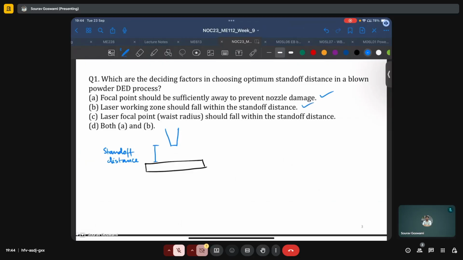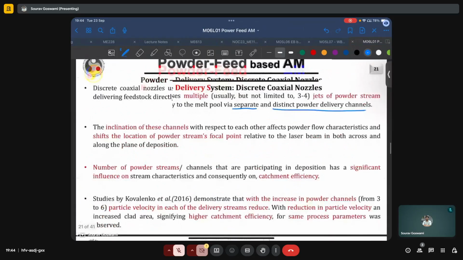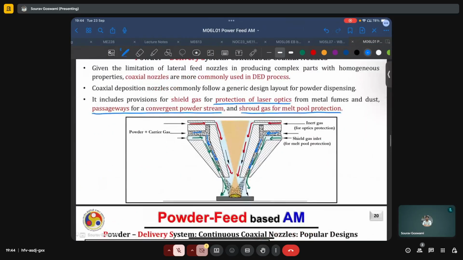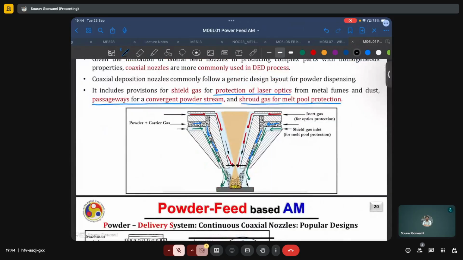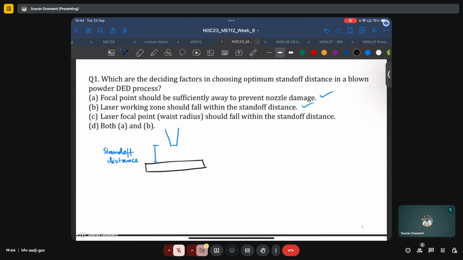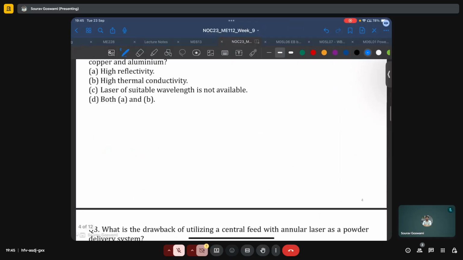Should the laser focal point or waist radius always fall within the standoff distance? In fact, we have also seen examples where this waist radius was in fact within the nozzle itself. And so it is not absolutely essential for this to fall within the standoff distance. And so option D is the correct option.